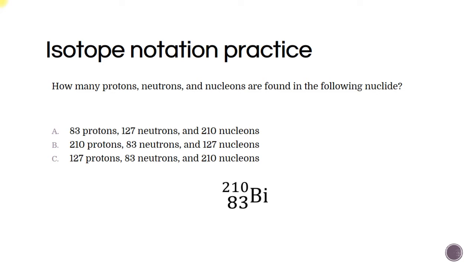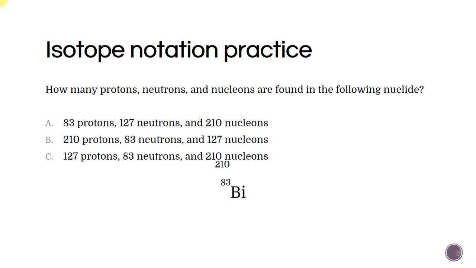Okay, so we left off reviewing isotope notation. I want you to tell me which answer here is correct, A, B, or C, and show your work as to how you calculated the number of neutrons. This is the same question.